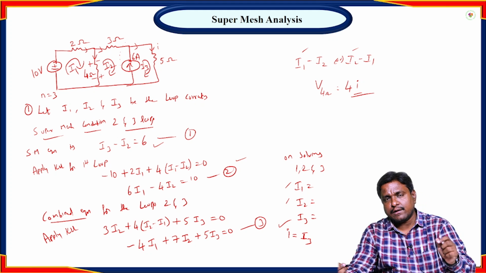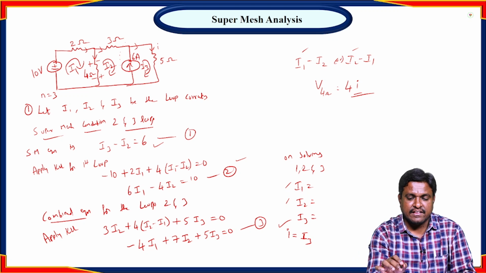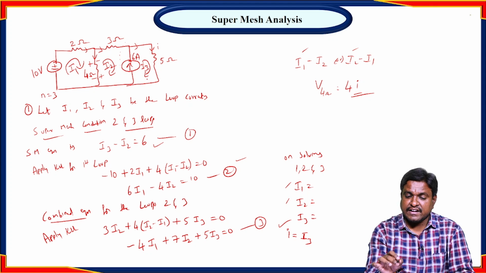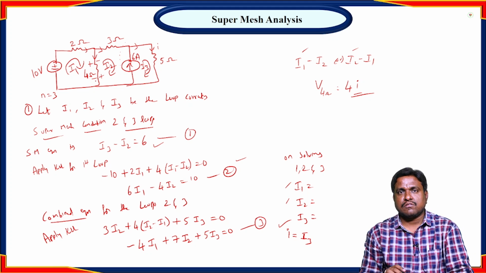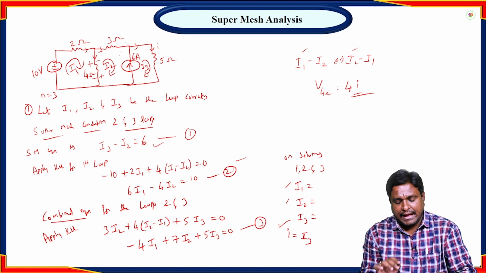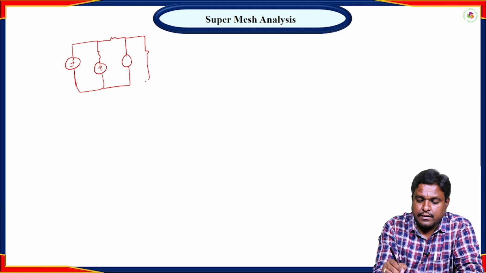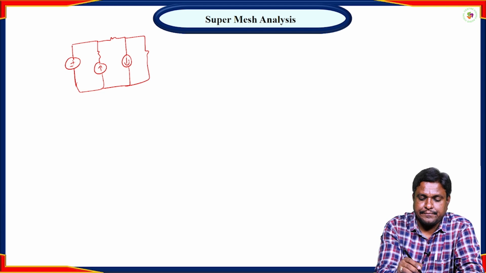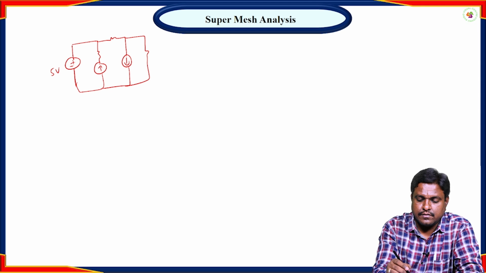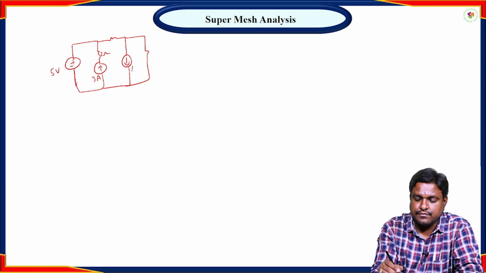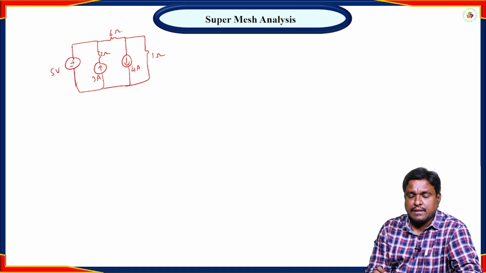And here I am going to discuss one more case. Here we can see there is a current source only between the loops 2 and 3. There is one more case: if there is a current source in the 1 and 2 loops also, then what is the case? We will have a discussion on that part. If there is a current source between the loops 2 and 3, this is 3 amperes, this is 4 amperes, 1 ohm and this is 6 ohms. So here the procedure is same.